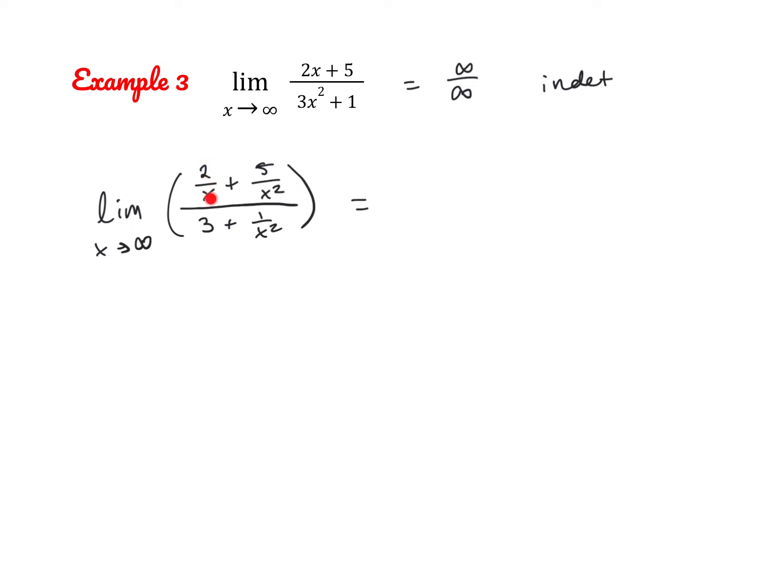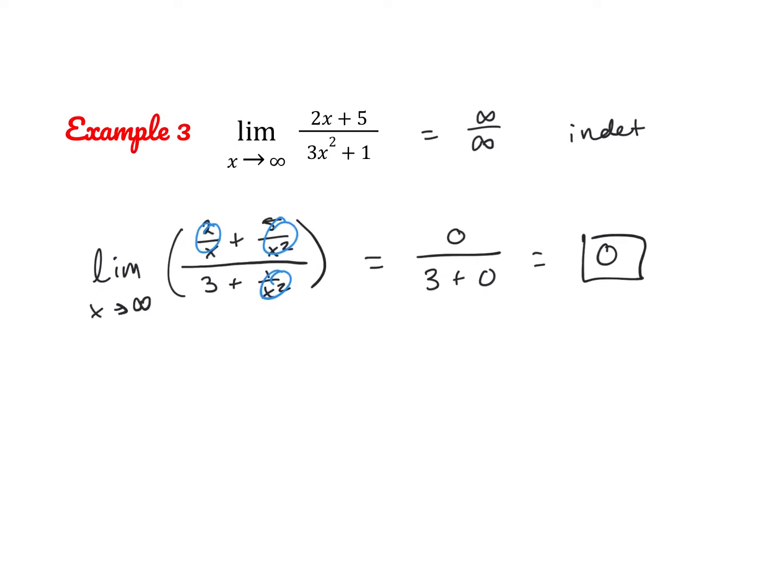So 2 over x as x approaches infinity will approach 0. 5 over x squared will approach 0, so our numerator will approach 0. And then in the denominator, this portion will approach 3, and this portion will approach 0. So we can see that the limit as x approaches infinity is simply 0. And again, this does confirm the rule that we learned in pre-calculus when the degree in the denominator is larger than the degree in the numerator. So here, our limit as x approaches positive infinity is 0.